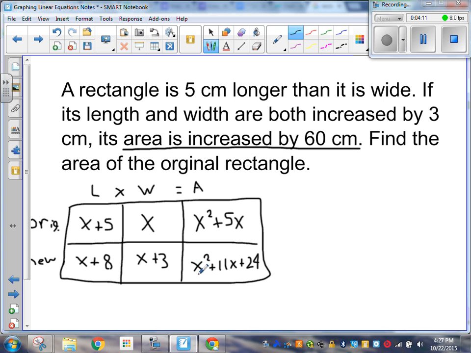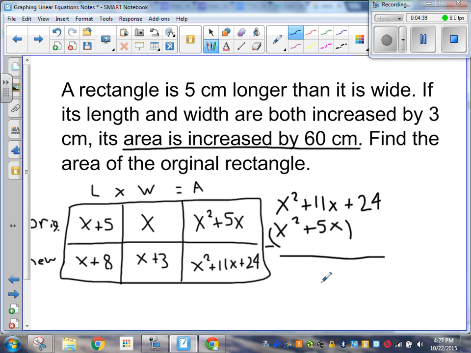This is the larger area. It's the new one. So we're going to take that, and we are going to subtract the other one from it. And I'm just going to go ahead and write this out using the hamburger method, if you remember how to subtract polynomials. x squared plus 11x plus 24 minus, and I'm just going to say that I'm subtracting this entire thing. I'm going to put it in parentheses, and you tell me, what do I get? It should just be 6x plus 24.